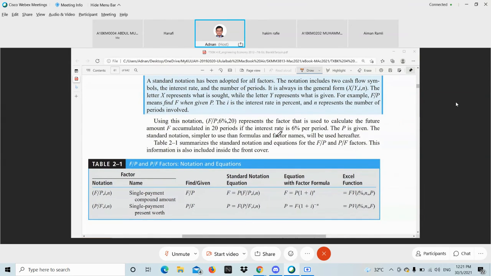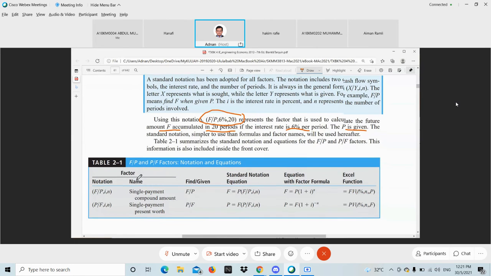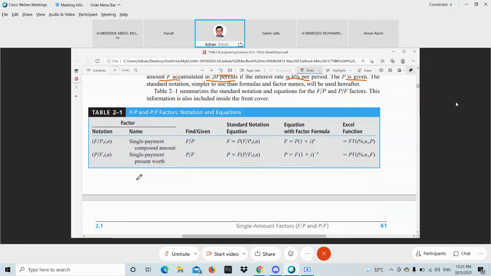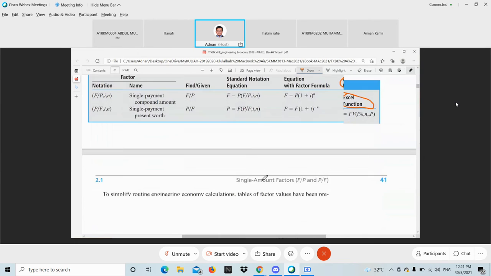Now using this notation, we want to know F given the P value at 6% for 20 years. This means what is the amount F accumulated in 20 periods, where if the unit of period is a year, it is 20 years, if the interest rate is 6% per period and P is given. So this table summarizes what we have discussed just now. If you want to use Excel, you can use this function, FV, I, N over P, and so on.